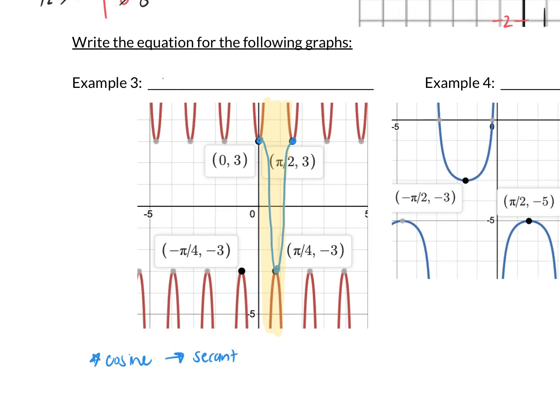So I know it's going to be y equals secant of something. Now another thing that's being changed is the distance between where your curves happen and your x-axis. What do we call that distance between your maximum or minimum point and your midline? Your amplitude. So my amplitude in this case is 3. So that means I'm going to put a 3 in front of the secant.